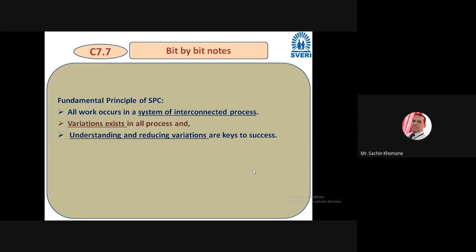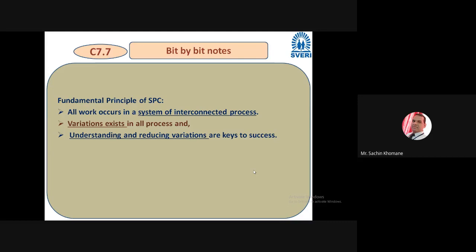It cannot be that you are producing products of all the same dimensions. Variation exists. Let it be anything, maybe material problem is there, maybe process problem is there, device problem is there, variation will be definitely there. And understanding and reducing the variation, what kind of variation is there, you have to understand it, and you have to try to reduce the variation, and that is the key of success in a quality department. So this is a basic principle.